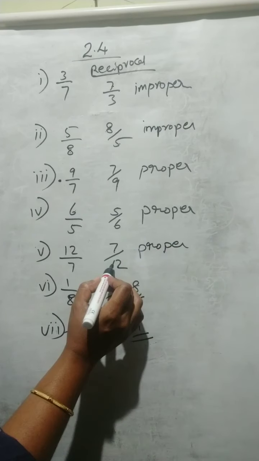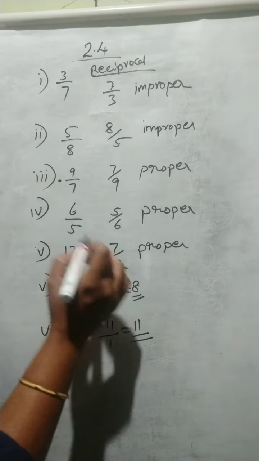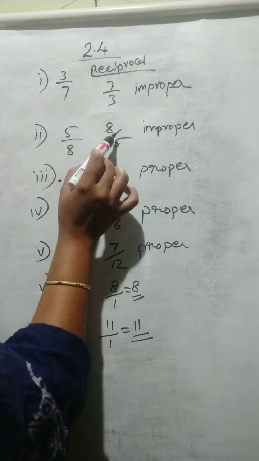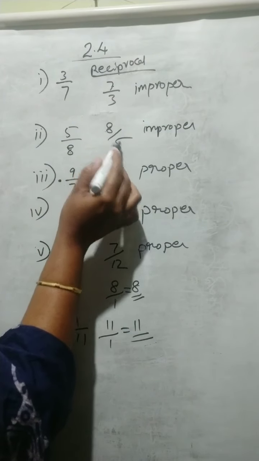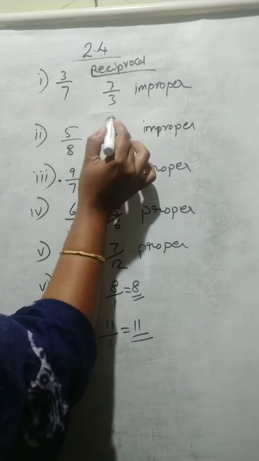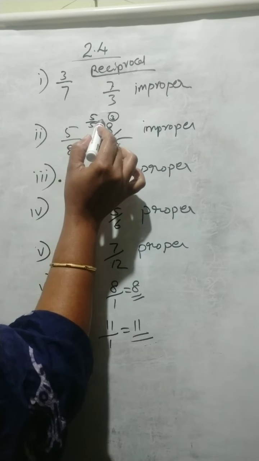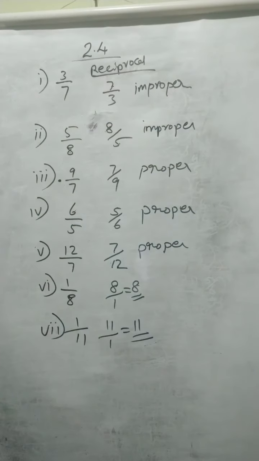That means a cake cut into 12 pieces. Among these 12 pieces, you got only 7 pieces. But here 8/5. You got a cake cut into 5 pieces. You got 5 pieces full, then extra 3 pieces also. That is 5/5 plus 3/5. That means more than 1 cake. So the value is greater than 1.